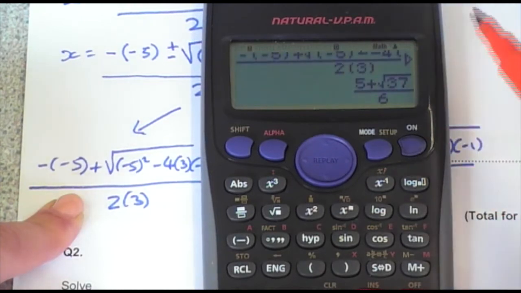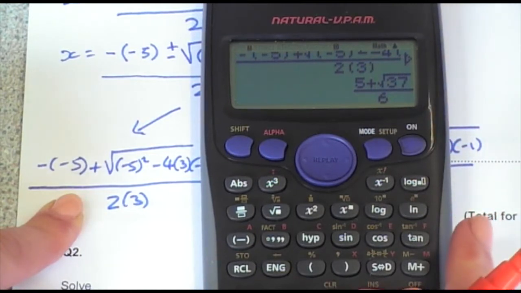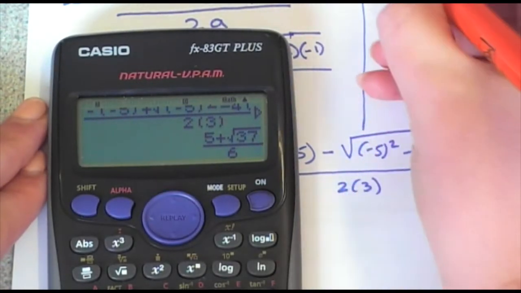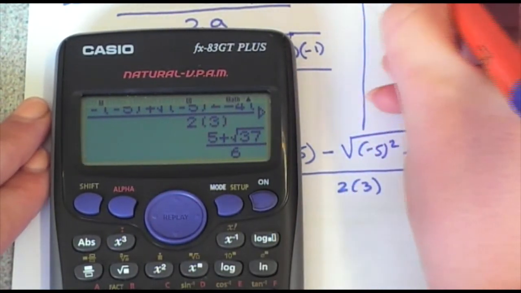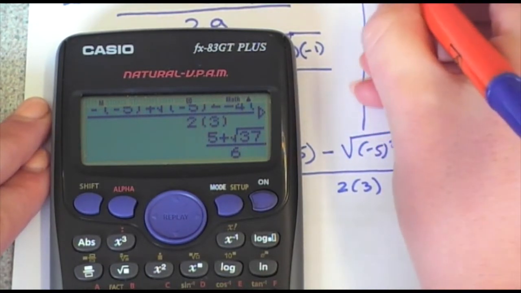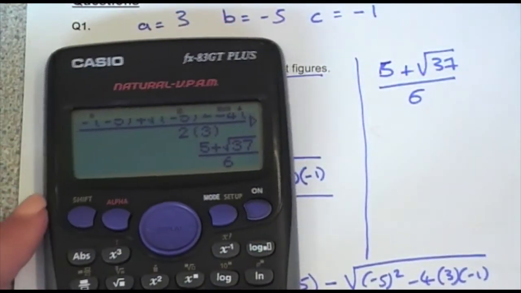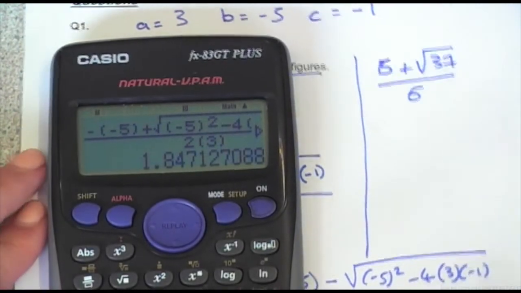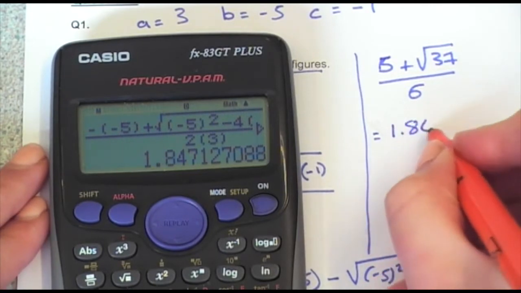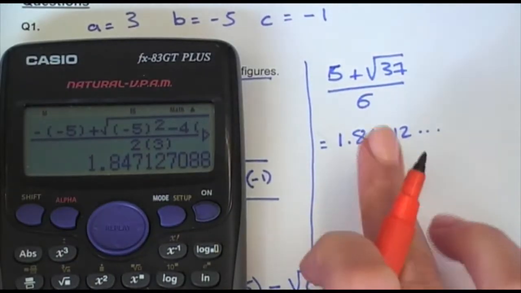I press equals, and that's given me 5 plus the root of 37 over 6. Now that's not going to be my final answer, but I am going to write that down. So I'll write that over here. 5 plus the root of 37 over 6. I'm then going to press the SD button, and that's going to give me the long decimal answer. So that's going to be 1.84712, and that goes on. I'm not going to deal with the rounding just yet. That's my solution.